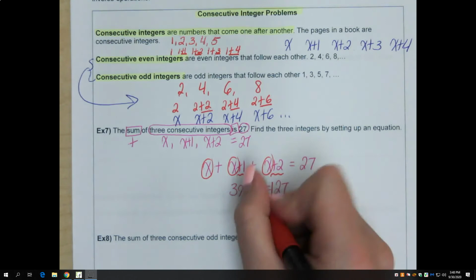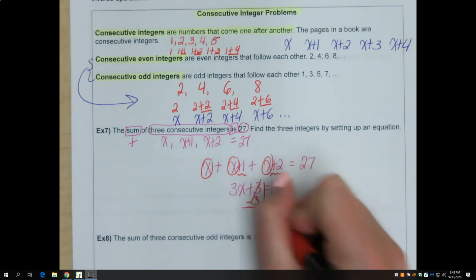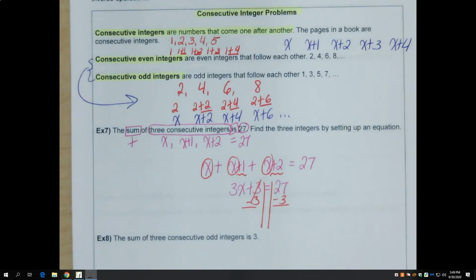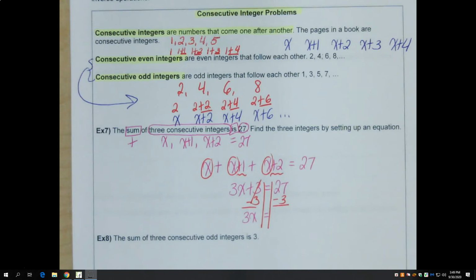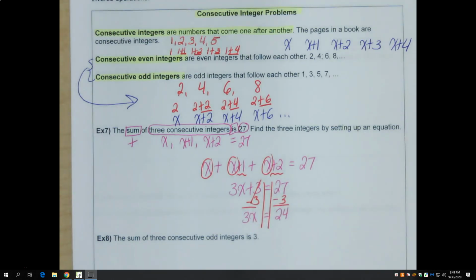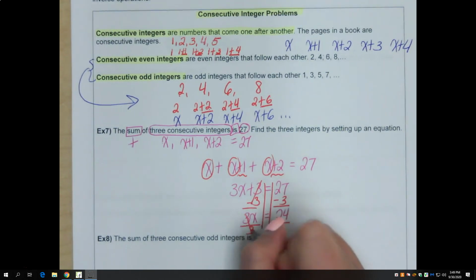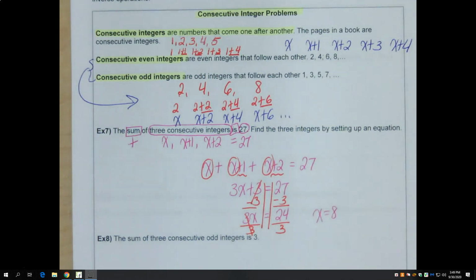So here we go. We're going to subtract 3 on both sides to move it over. The opposite of a positive is a negative, or the opposite of addition is subtraction. Now all I have left is 3x equals 24. And then last but not least, the opposite of multiplication is division. Divide both sides by 3. X equals 8. But I have to be careful.